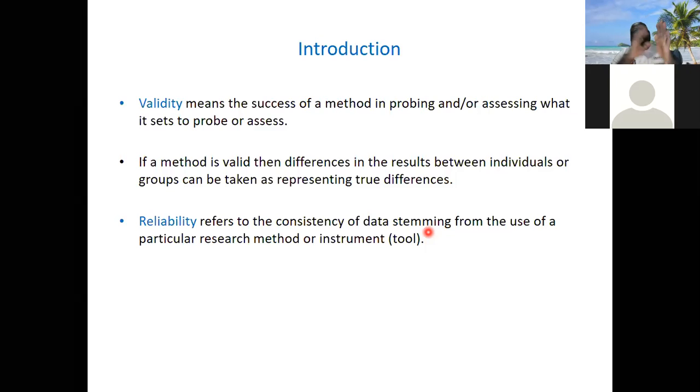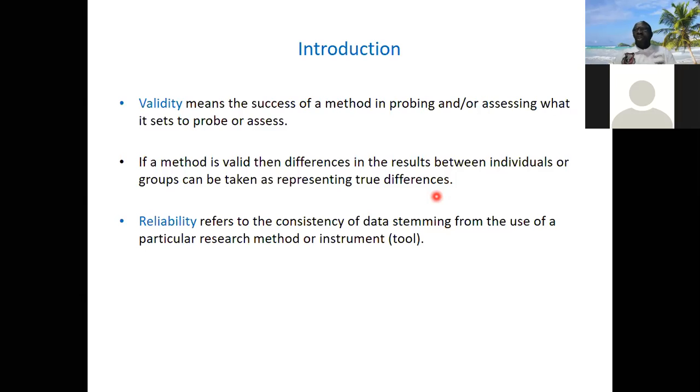So if a method is valid, then the difference in the result between individuals or groups can be taken as representing the true differences. That is, if you say I weigh 70 and another person weighs 80, so this person is more than me by 10. If the instrument is actually valid, we can say, oh, the difference between our weights is 10. You can say, oh, it's true, it is 10 because the instrument used is valid.